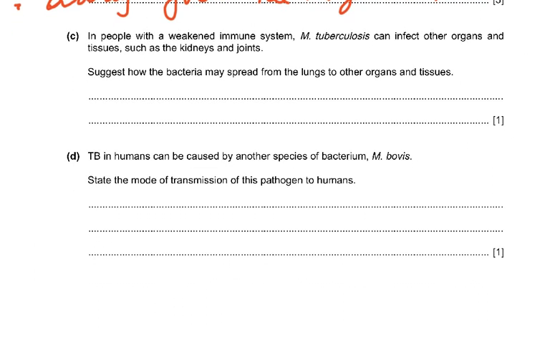Then part C: in people with a weakened immune system, Mycobacterium tuberculosis can infect other organs and tissues such as the kidneys and the joints. Yes, I remember also seeing patients suffering from kidney tuberculosis and bone tuberculosis and even blood tuberculosis. So suggest how the bacteria may spread from the lungs to other organs and tissues. Now that's a very simple one: where is it going to travel? It's going to travel through the blood. There's only one way that it's going to travel.